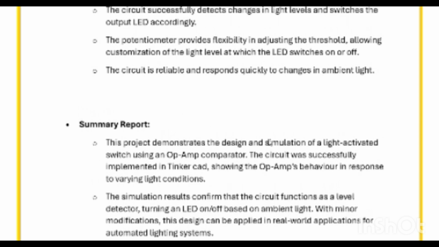Practical applications: briefly mention real-world applications such as automatic lighting systems in homes or streetlights, where such circuits can be beneficial. Encouragement: invite viewers to experiment with the circuit design and explore various configurations to see how they affect performance.